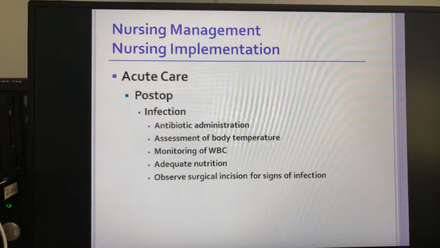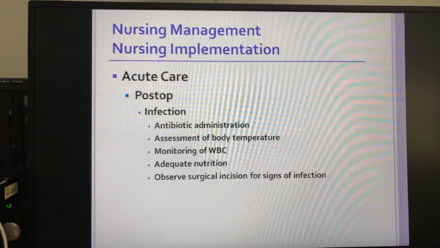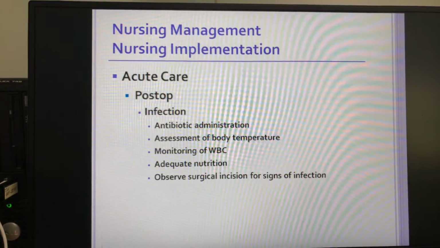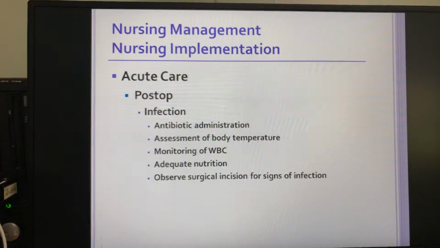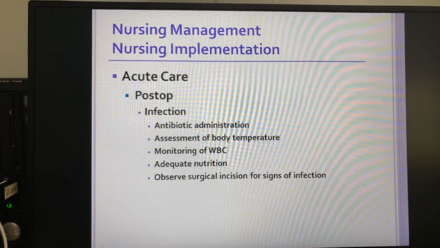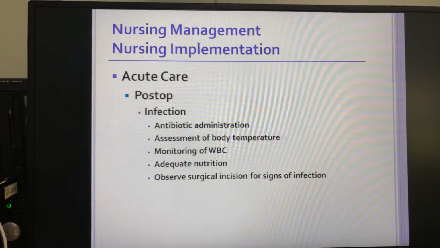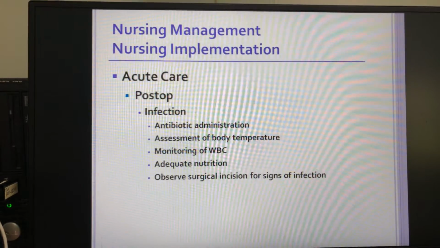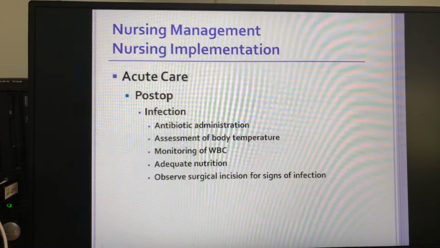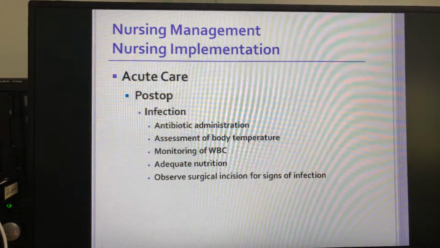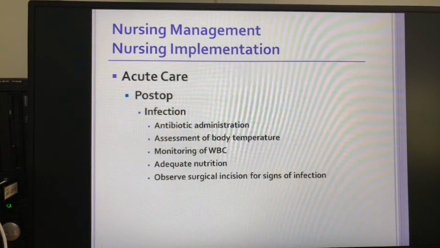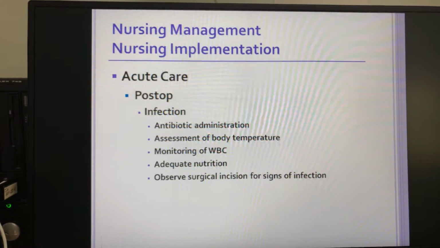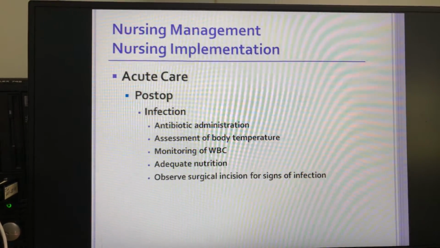Now, all IV, arterial, CVP, or PA catheter insertion sites should be cared for using strict aseptic technique, because they are ports of entry for bacteria. Meticulous perineal care for the patient with an indwelling urinary catheter is essential to minimize the risk of developing a urinary tract infection, and we always want to keep the surgical incisions clean and dry.